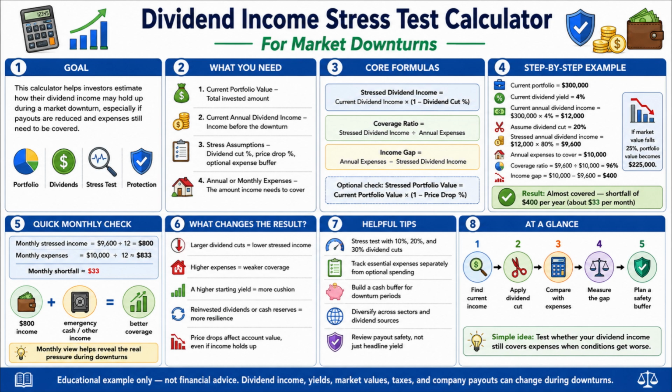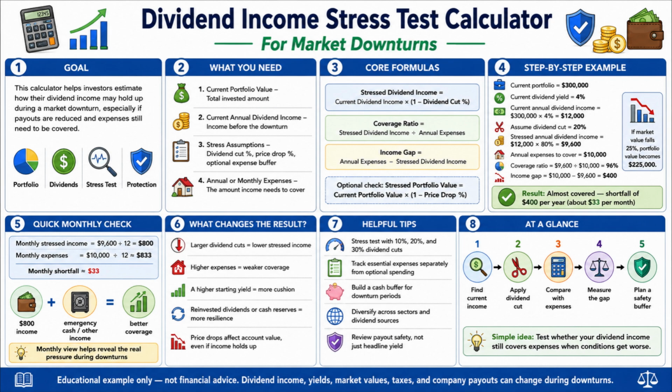In this video, we will discuss the Dividend Income Stress Test Calculator for market downturns, and how investors can estimate whether their dividend income may still cover expenses during difficult market conditions. First, this calculator helps you test how strong your dividend income is if the market goes down or if companies reduce dividend payments. In simple words, it shows whether your income can survive a downturn or whether there may be a shortfall that needs to be planned for.